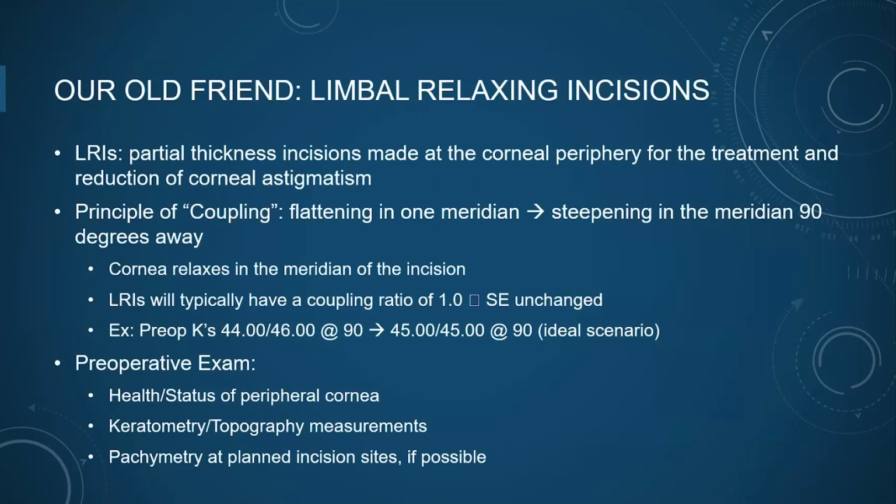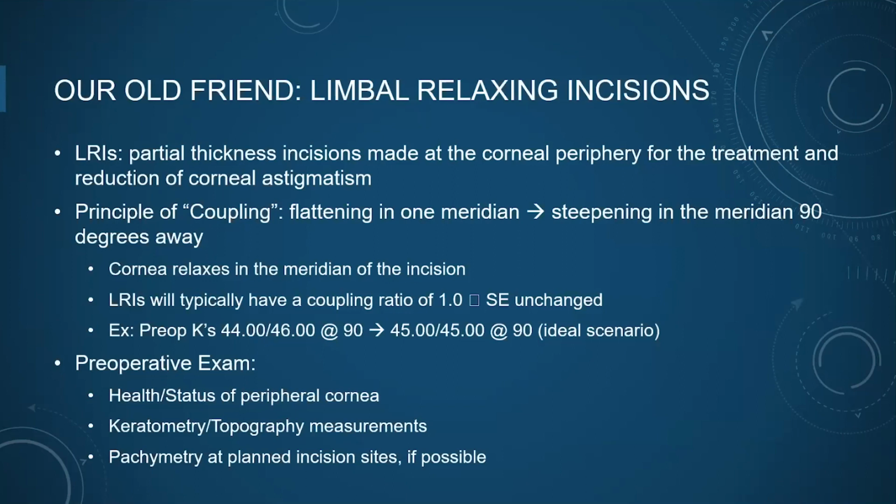So what is our old friend, limbal relaxing incisions? These are partial thickness incisions made in the corneal periphery for the treatment and reduction of corneal astigmatism. They utilize the principle of coupling. In other words, if we make an incision in one meridian, it's going to flatten that meridian, but it's going to steepen the meridian 90 degrees away. So it's really a 1-to-1 ratio, in terms of the spherical equivalent of the average astigmatism.